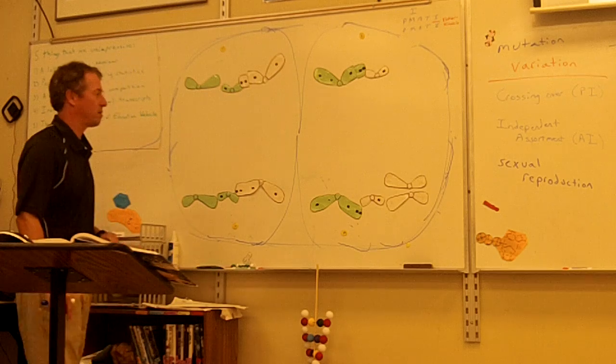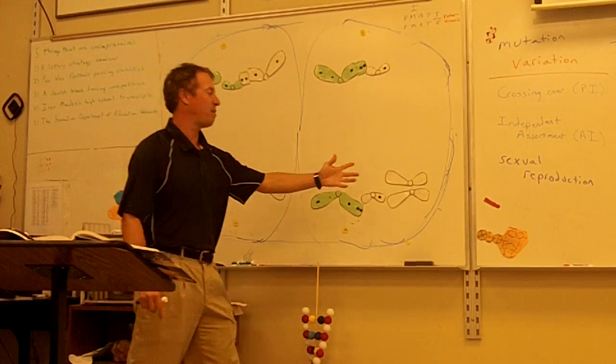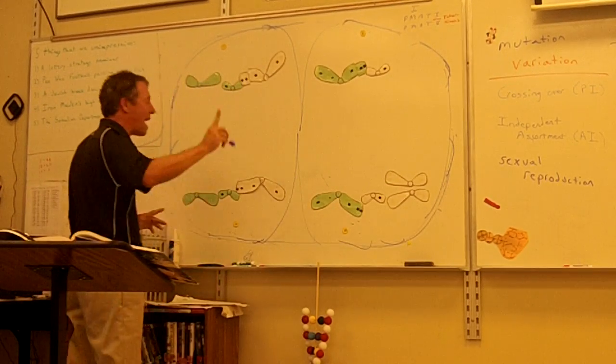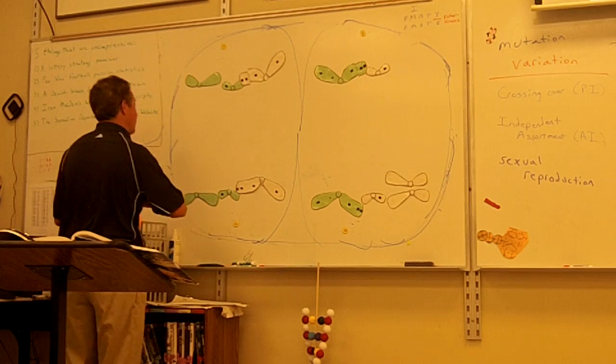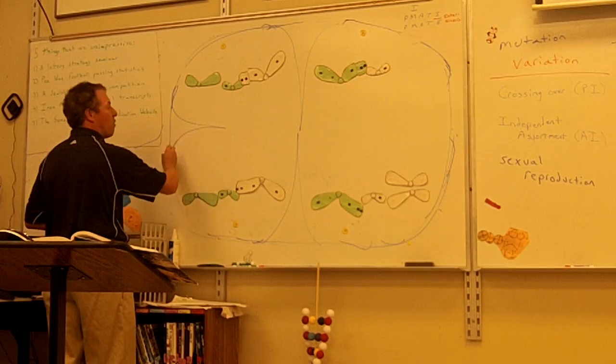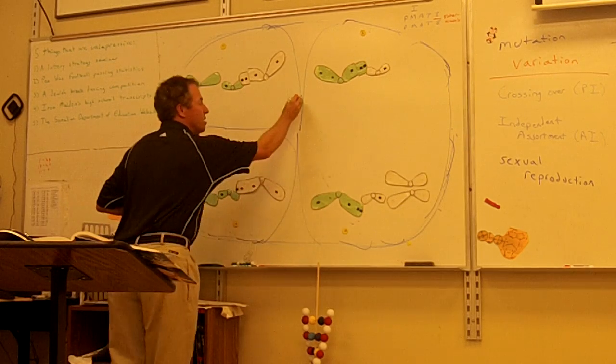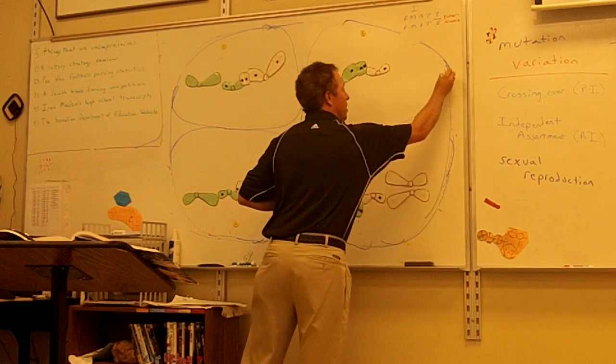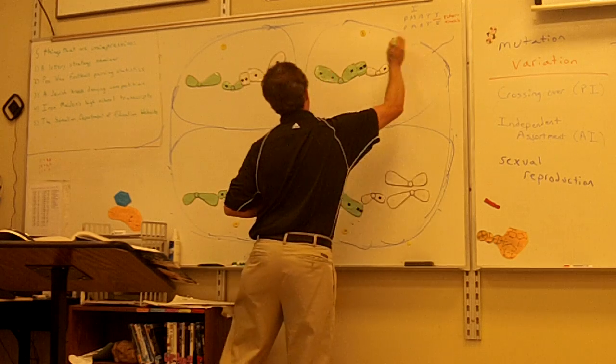Mutation. This one never separated right. So what happens? Wait! So this will form into a cell here, and so will these. And they'll become sperm cells. They'll grow their little tails.